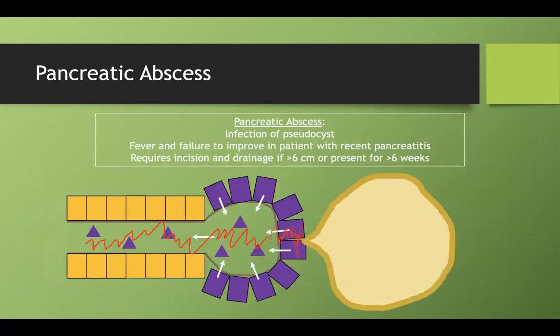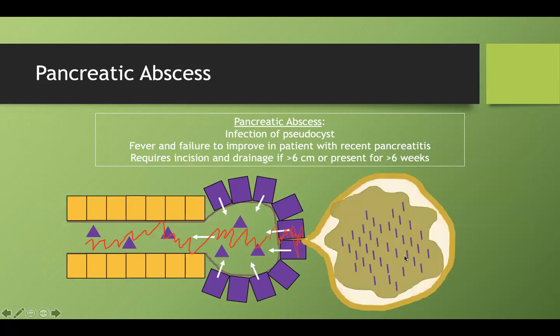So going back to our pancreatic pseudocyst, this time, what if the pseudocyst gets infected? If it gets infected and you have a pancreatic abscess, just remember you have to drain it if it's been there for over 6 weeks or if it's greater than 6 centimeters in size. And these aren't hard and fast rules, but on boards I would go with this. That's more of a step 2 thing though, so just keep that in mind.